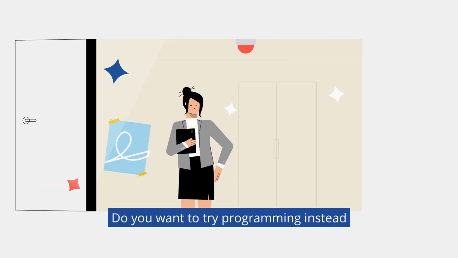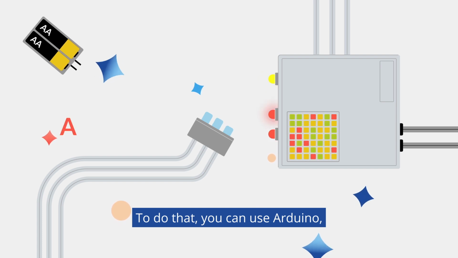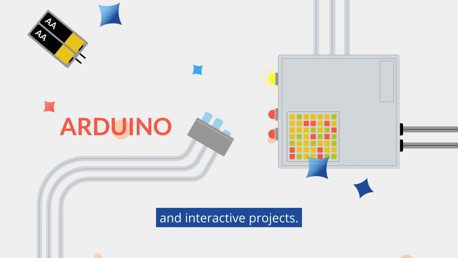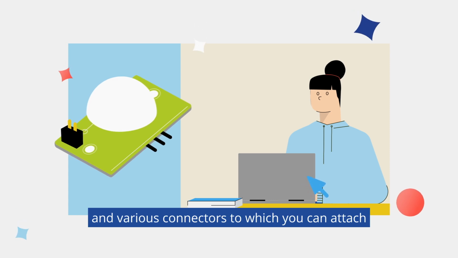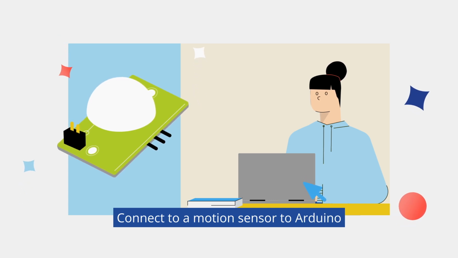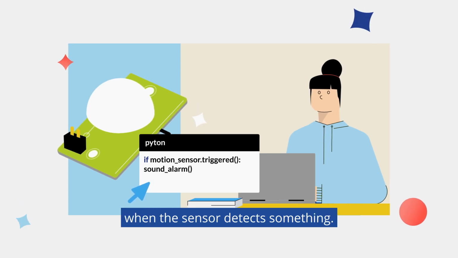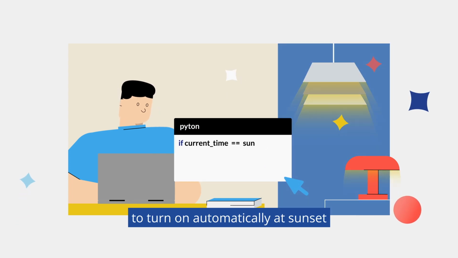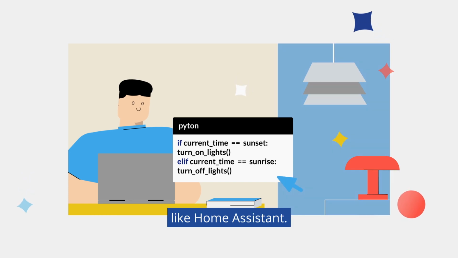Do you want to try programming instead an alarm that goes off when someone enters your room? To do that, you can use Arduino, an open source hardware platform that lets you create circuits and interactive projects. Equipped with a microcontroller, a small computer, and various connectors to which you can attach sensors, lights, motors, and other electronic components. Connect a motion sensor to Arduino and write this code to trigger a sound when the sensor detects something. With a bit of coding, you can even program your home lights to turn on automatically at sunset and off at dawn using, for example, a home automation system like Home Assistant.